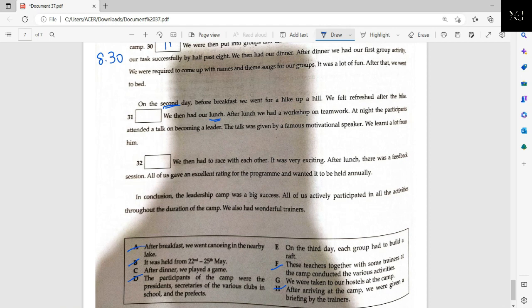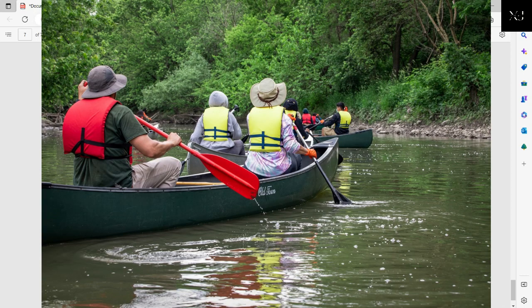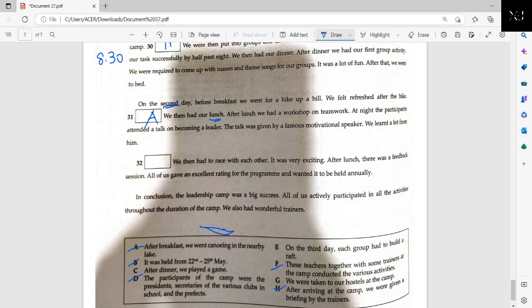So look, another activity. After breakfast, we went canoeing in the nearby lake. So they basically went to row a boat lah. I'm just gonna put a photo of what a canoe is. ING is the action. A canoe is the boat looking thing. After lunch, we had a workshop on teamwork. At night, the participants attended a talk on becoming a leader. The talk was given by a famous motivational speaker. We learned a lot from him.